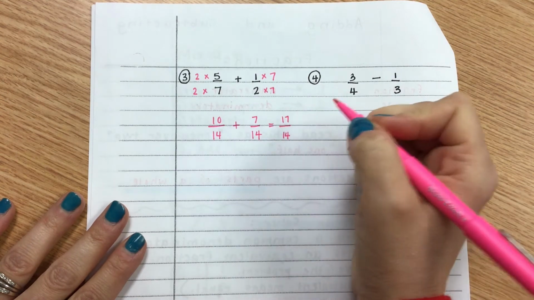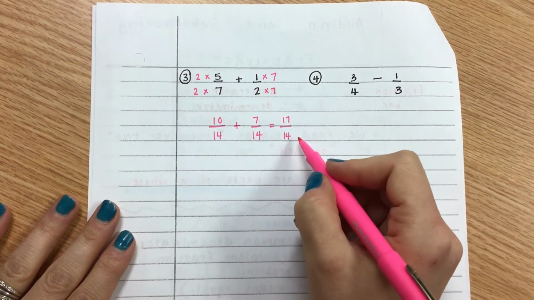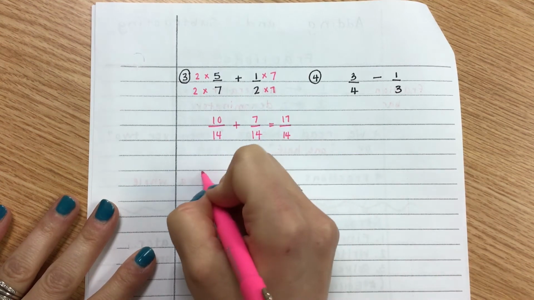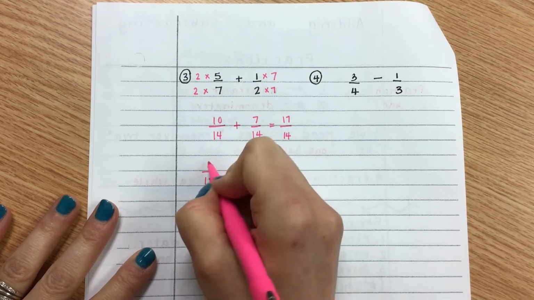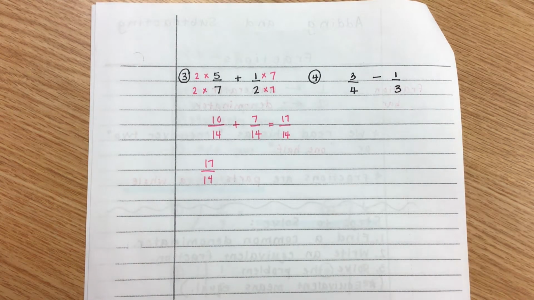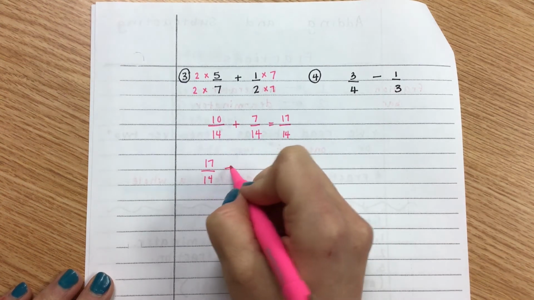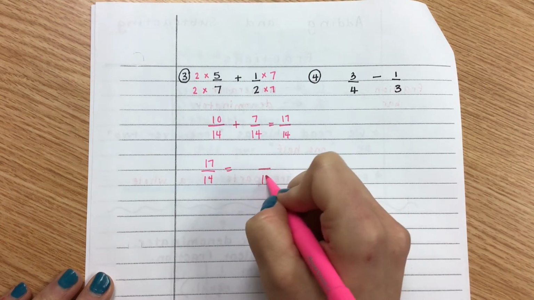is 17. So now we have something special here. We have something called an improper fraction. So I'm going to just bring that down here so you can watch something fancy happen. So 17 over 14. An improper fraction, you will see in just a minute, is when we have a numerator that is larger than our denominator. So we're going to turn that into a mixed number.